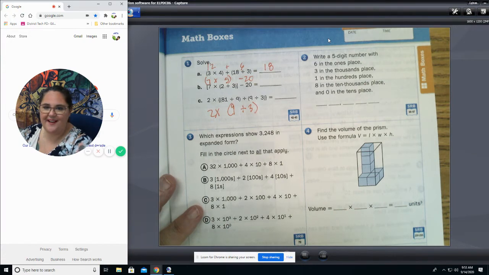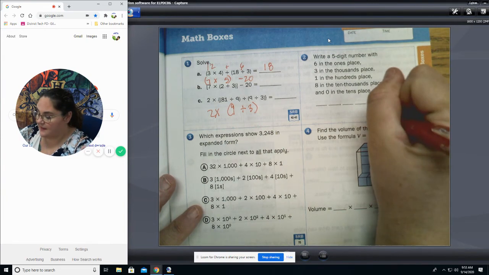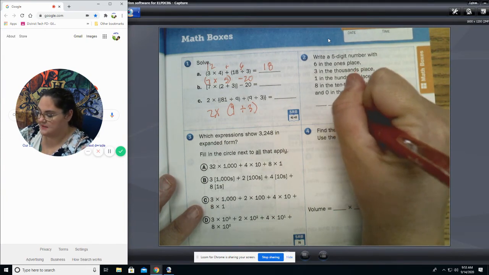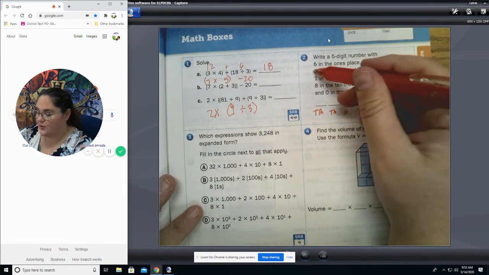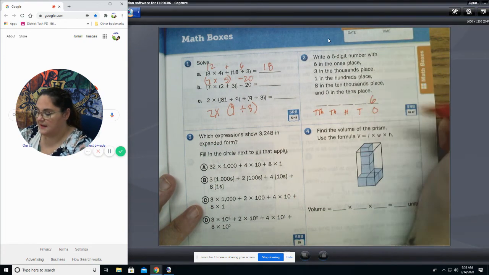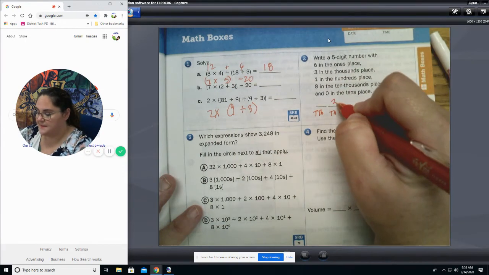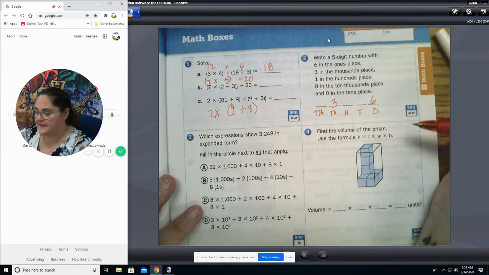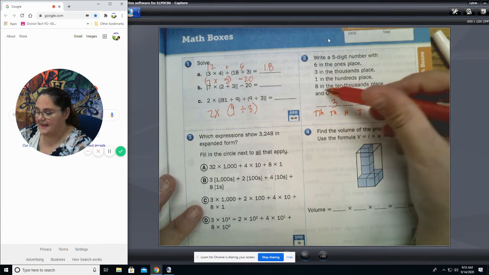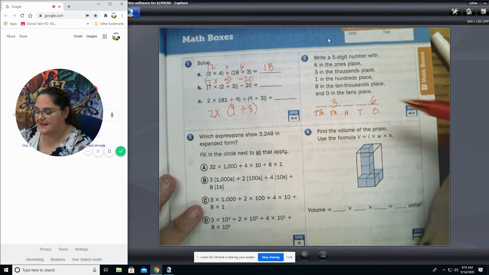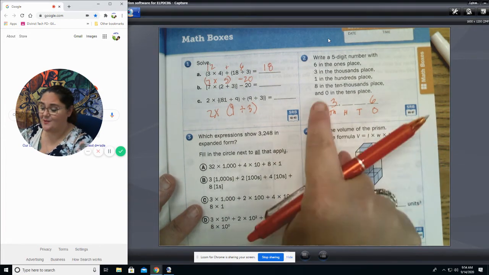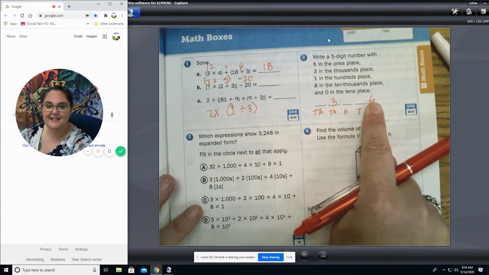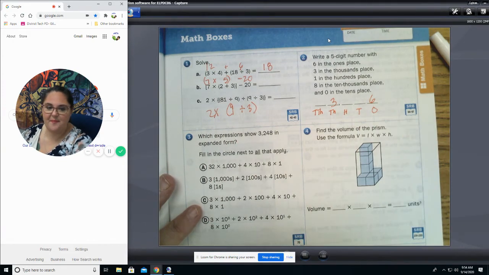Number 2, write a 5-digit number with a 6 in the ones place. Before I do anything on this one, I always write my little hint. So that's ones, tens, hundreds, thousands, 10,000s. So a 6 is in the ones place. 3 is in the thousands place. 1 is in the hundreds place. 8 is in the 10,000s place. 0 is in the tens place. Write those other digits where they go.